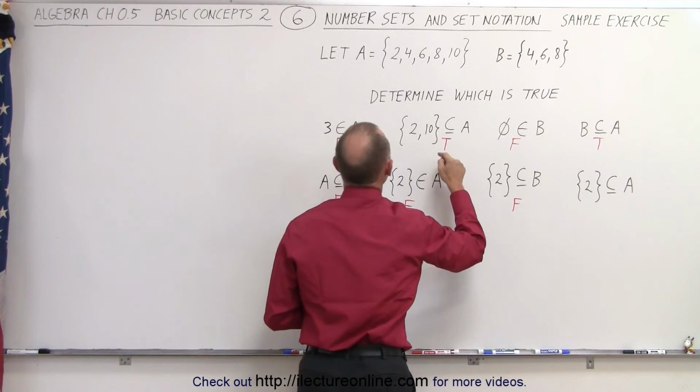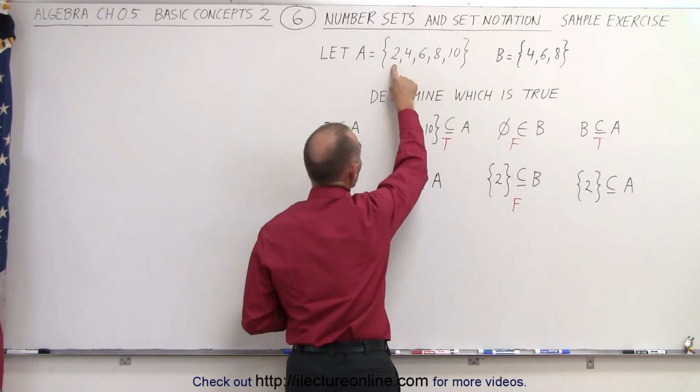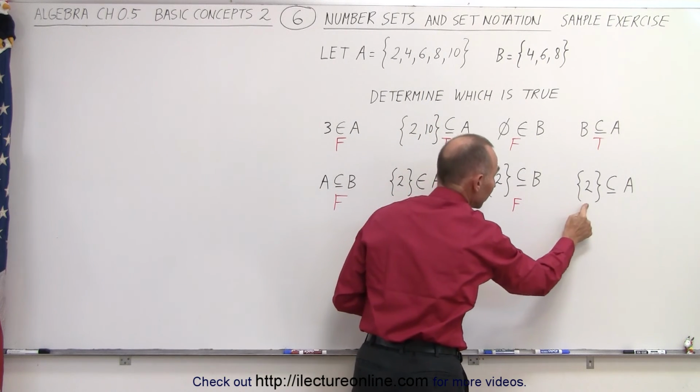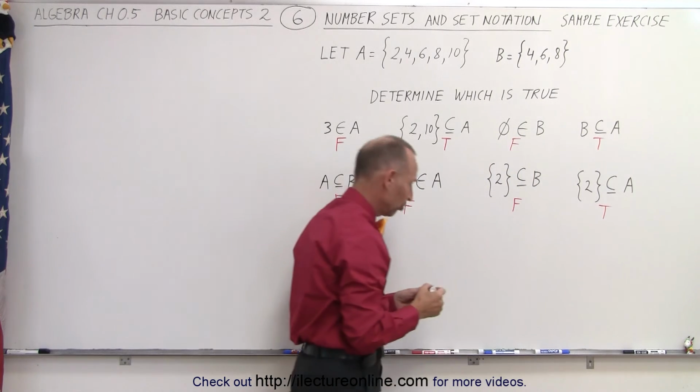And finally, the set that contains the element 2 is a subset of A. We come over here. A also has the number 2 plus some additional elements, but the element 2 does appear in A, so therefore this is indeed a subset of A, the correct format, so this is a true statement.